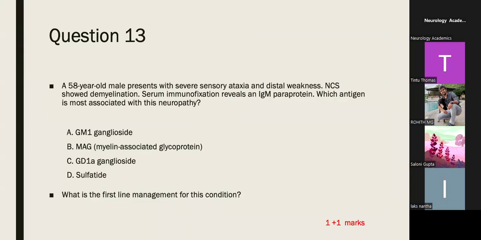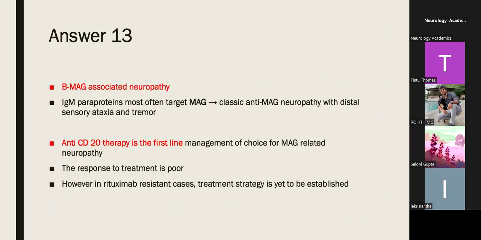Then there was this question with sensory ataxia, distal weakness, and nerve conduction showing demyelination. IgM paraprotein was positive. Which antigen is most associated with this neuropathy? The answer would be MAG. First-line management for this MAG-related neuropathy, presenting with severe distal sensory ataxia and tremor, would be anti-CD20, that is rituximab. However, the response to rituximab or any other treatment strategy is poor, and further escalation of therapy is yet to be established. Generally, you can try rituximab or plasma exchange.